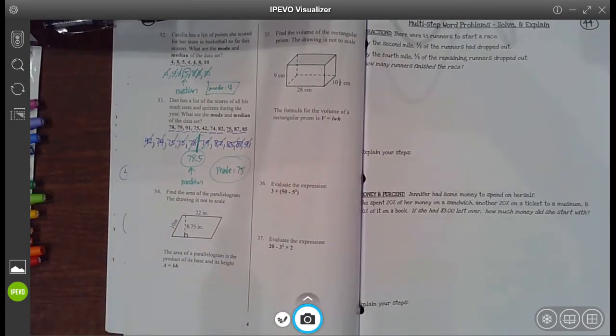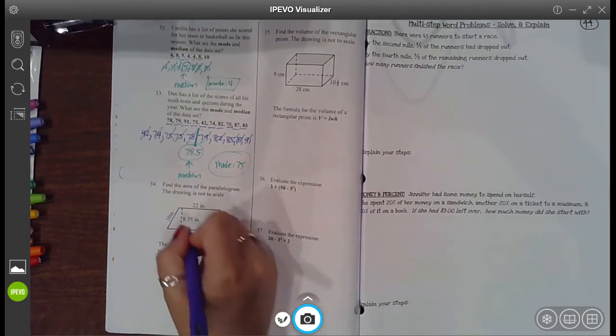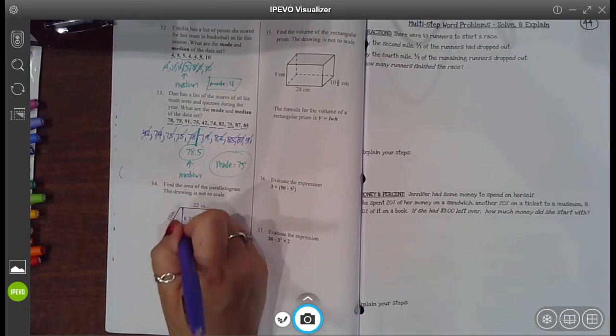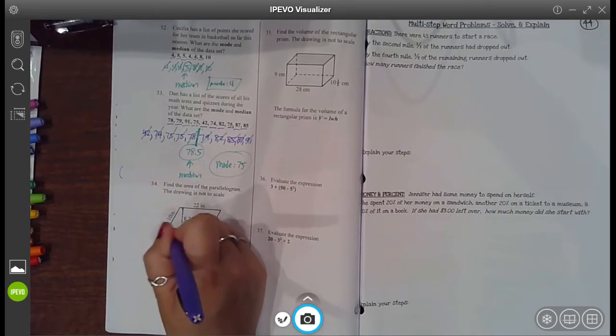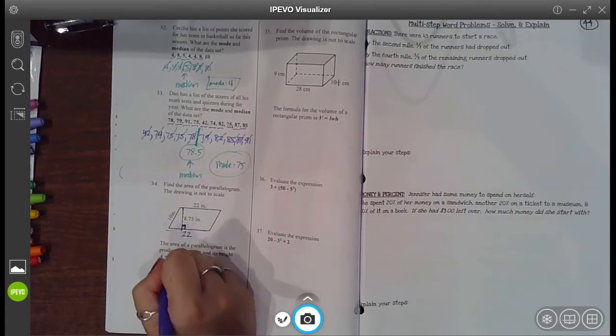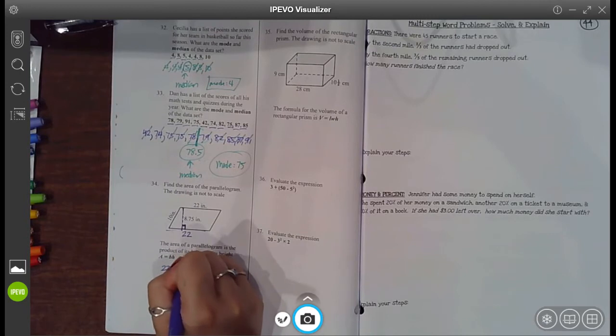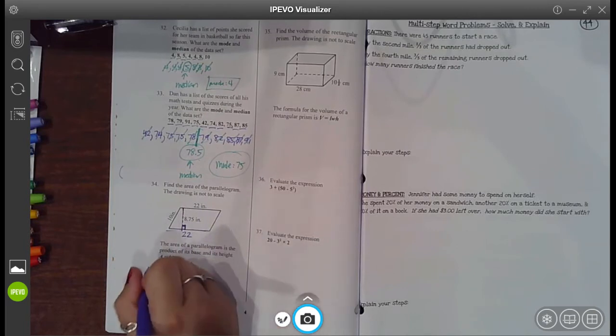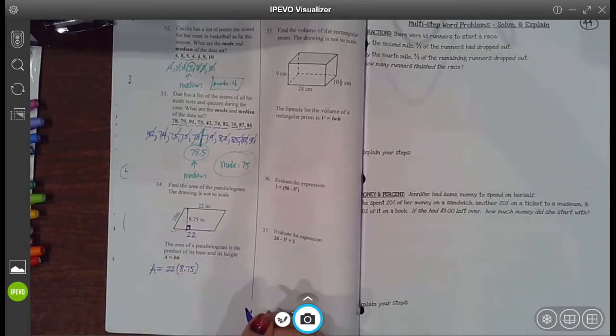Okay, the next one says find the area of the parallelogram. Drawing's not drawn to scale. And reminder, the area of a parallelogram is base times height. So that little box connects your base to your height. So your height is 8.75. Your base is here, which is the same as this, so 22. So 22 times 8.75. I would just use this number if I was finding the perimeter. It'd be 22 plus 10 plus 22 plus 10. But I'm not finding perimeter, I'm finding area.